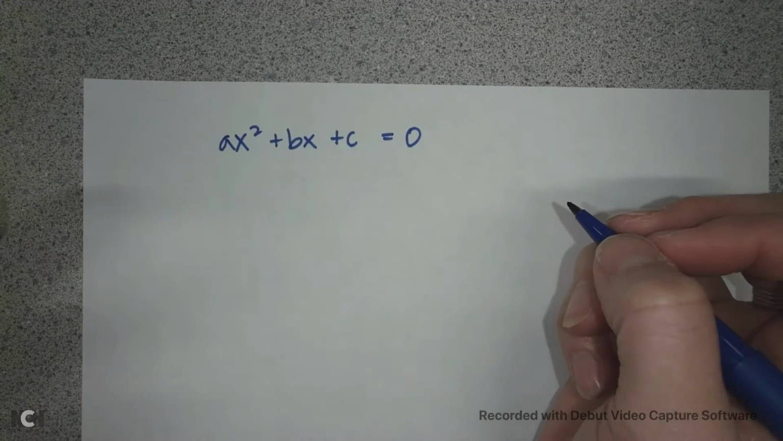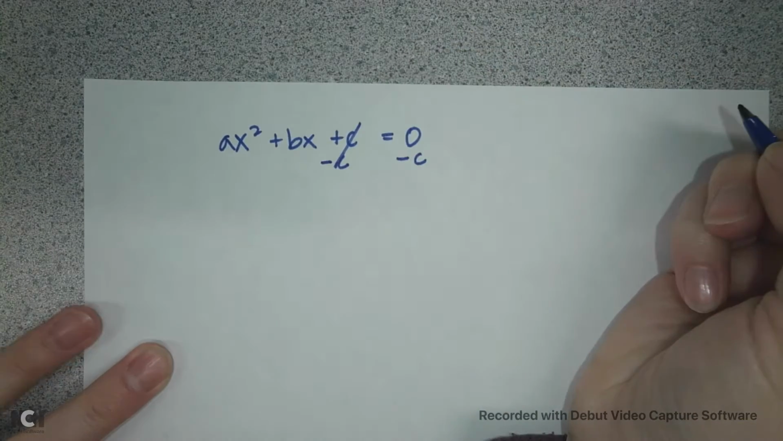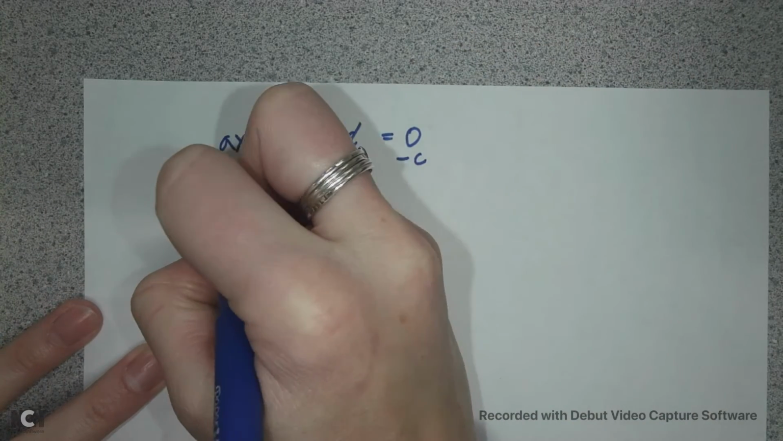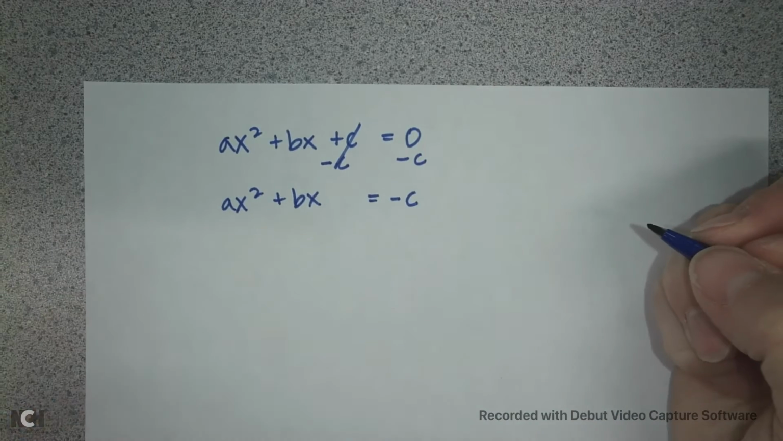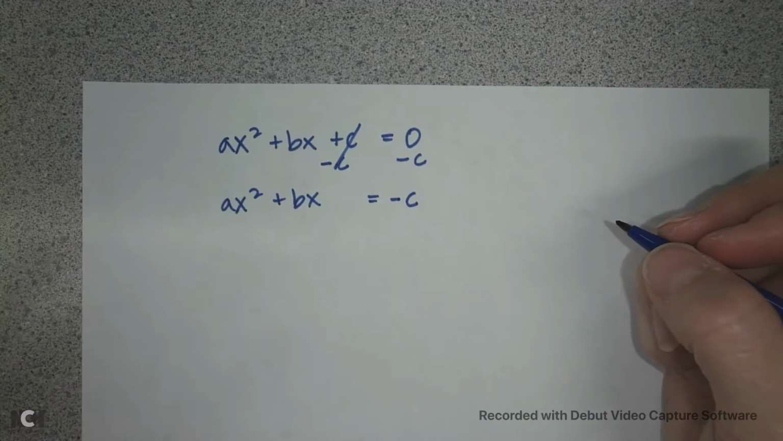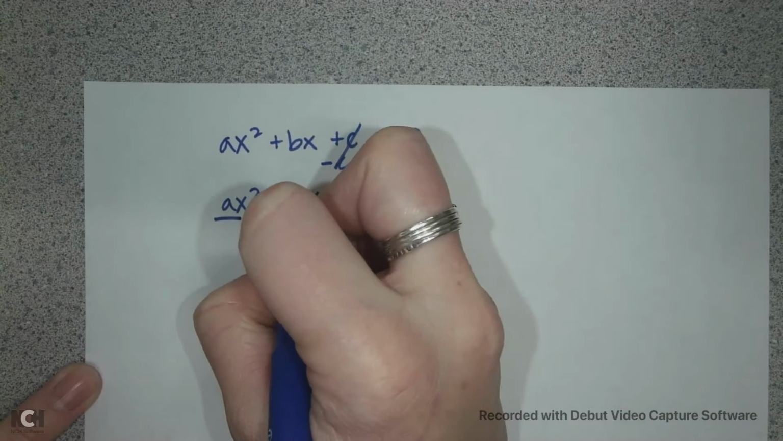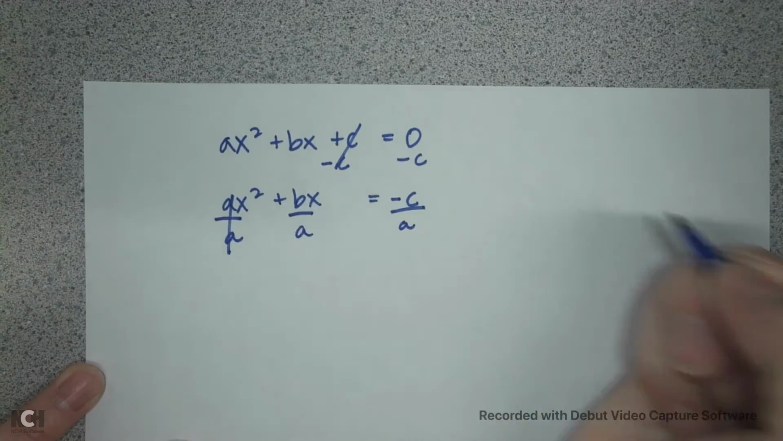What we're going to do first is move over this c value, because when we complete the square, we want a new c value. So we have ax squared plus bx equals negative c. Now the next thing we're going to do is get rid of this leading coefficient. We do not want it there. So in order to get rid of it, we divide everything by a.